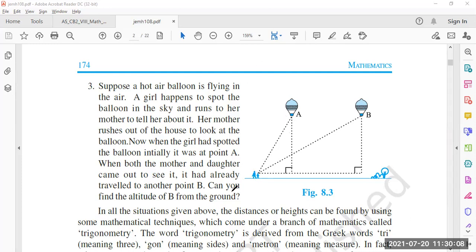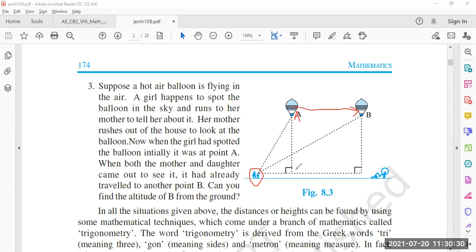So Mummy came, and when Mummy came and they together started watching the sky, the balloon which was at point A is not at point A now. Now it is at point B. Because it is in the air, it will travel. So it has traveled from this place to this place, that is from A to B.